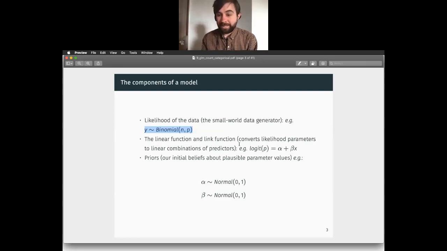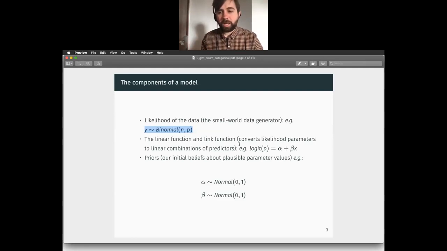And so we use what's called a link function, which converts our likelihood parameter to a linear combination of predictors. So it converts, in this case, p, which is bounded between 0 and 1, to an unbounded real number scale, minus infinity to positive infinity. There are a lot of different link functions we can use that provide this similar phenomenon. We'll see another today. Actually, we'll see a couple today.